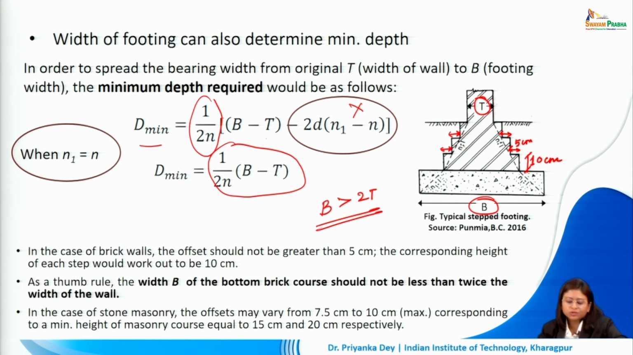Now, in case of stone masonry, the offsets that we have designed in brick, which were 5 centimeters with 10 centimeters in height, we can make them 7.5 to 10 centimeter in case of stone masonry. The height of the masonry correspondingly can be 15 centimeter or 20 centimeter respectively.